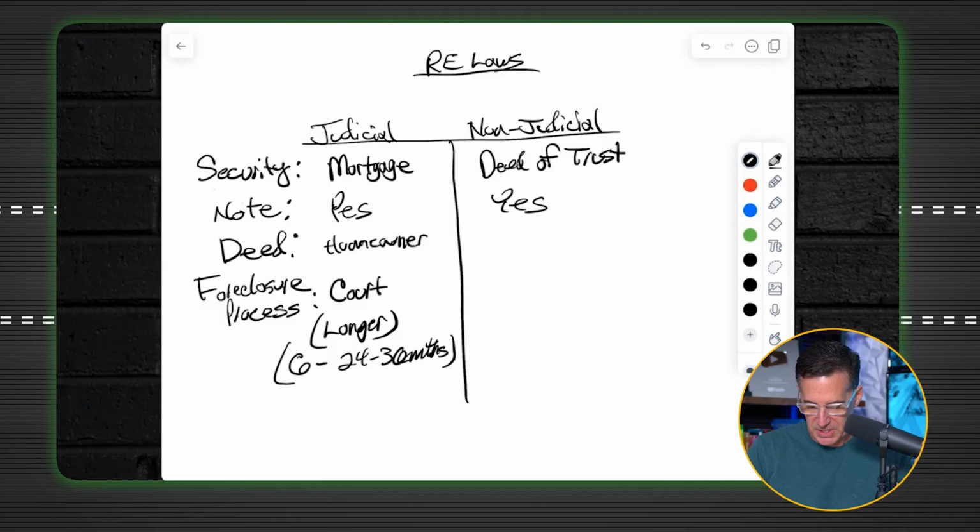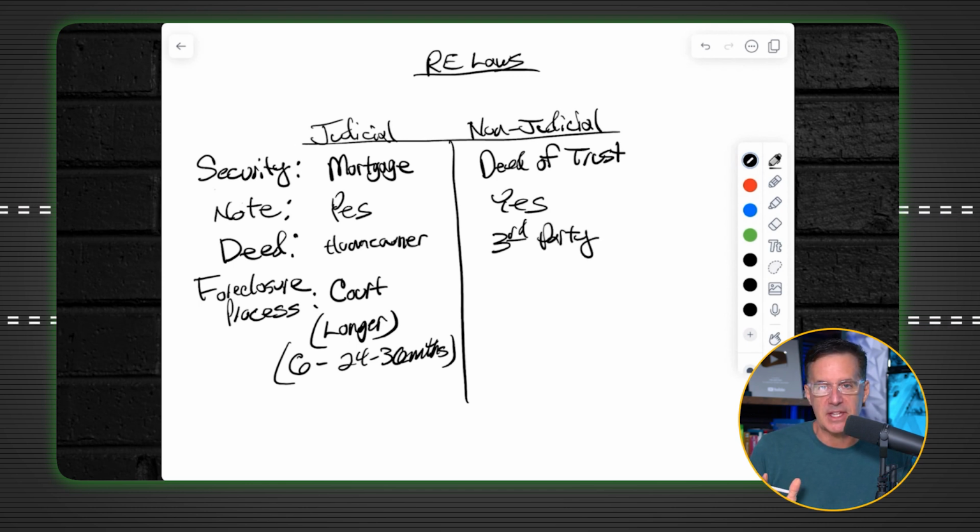Why do you need to know all this? Number one, I want you to understand what you're doing. And number two, I want you to know what you're up against. So when it comes to the deed, a third party is going to hold this until you fulfill your end of the obligation. That protects their interest. That's how they do it non-judicial.